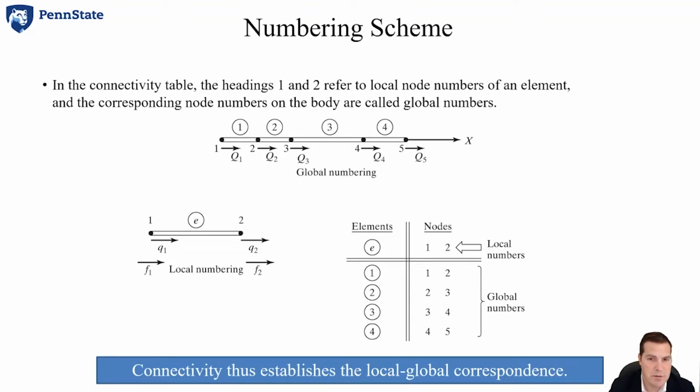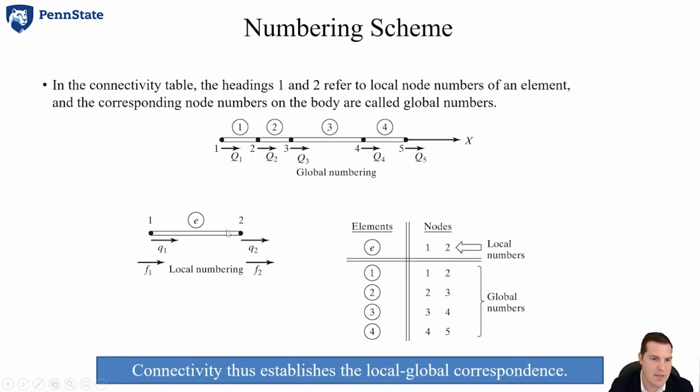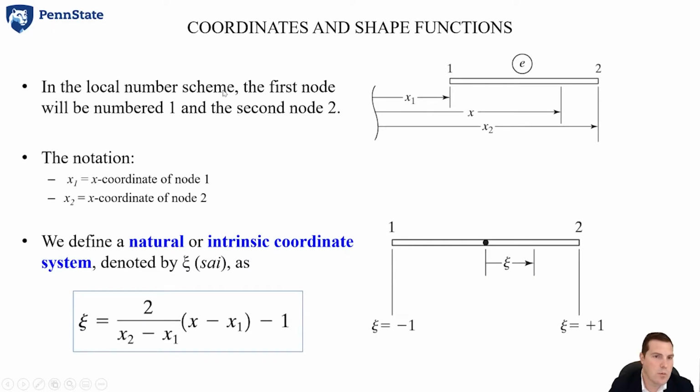All right, shape function. So we have our connectivity here. We just described our local and our global numbering. What happens is we're going to look at this master element. Okay, we're going to take a look at this element here. In the local numbering scheme, the first node will be numbered 1 and the second numbered 2. Okay, so we just said that.